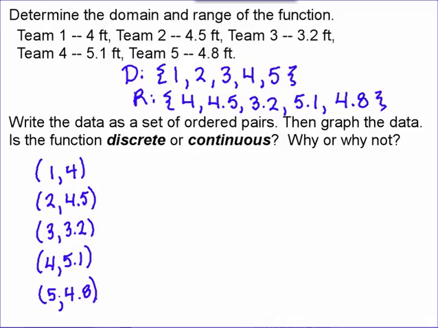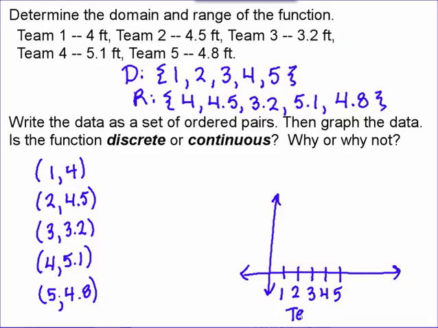Then graph the data. So this is what you're going to do. You're going to have your graph right here, 1, 2, 3, 4, 5. Now the question is, how do you graph that? The thing is, you're going to have to approximate, because you're not going to know exactly where 5.1 is. So we're just going to get somewhat close.